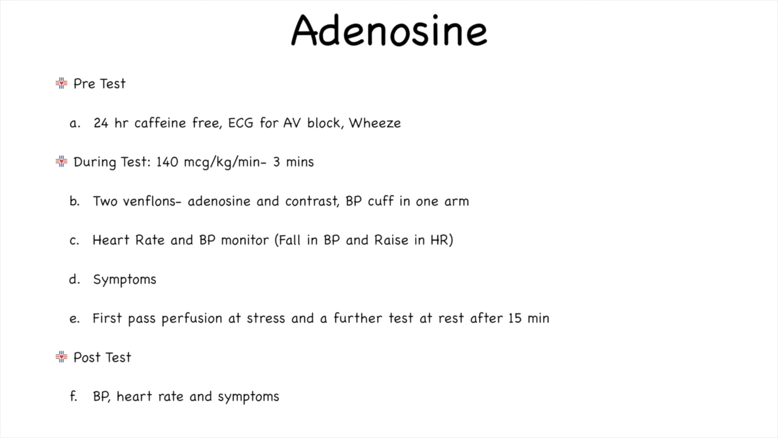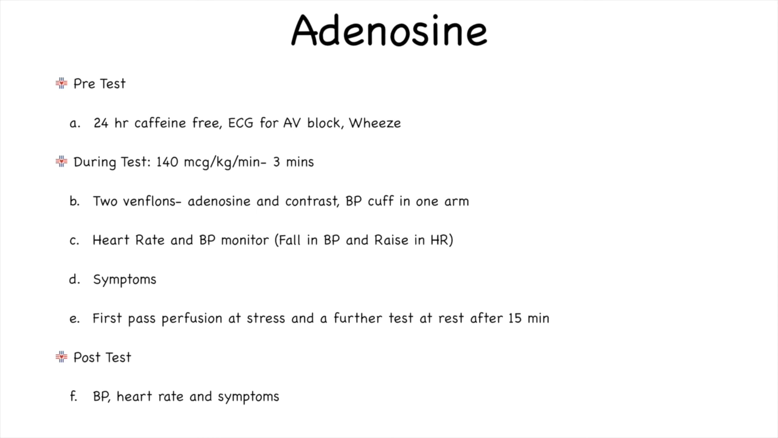Patient is asked for asthma history, and the lungs are examined for any active wheeze. Imaging protocol consists of routine cine images, which are followed by adenosine stress imaging, whereby adenosine is infused for 3 minutes at a dose of 140 microgram per kilogram per minute. 2 venflons are put in patients, one in each arm. The arm which receives contrast is the same arm as the BP cuff.